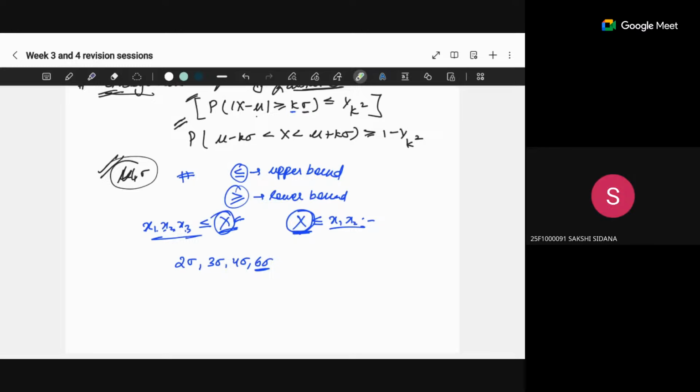Ma'am, excuse me, ma'am. Like the line is given in some question. I remember it is given to us. It is deviated by 1 sigma. So in that question, do we put k equal 1? Yeah, correct. So I can say that my probability that mod of x minus mu is greater than 1 sigma.